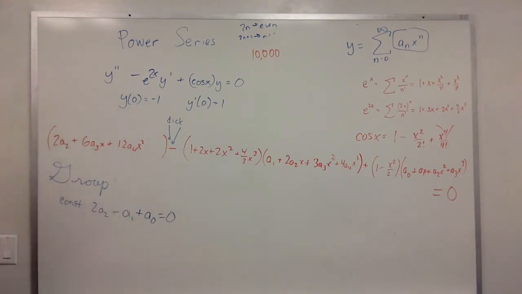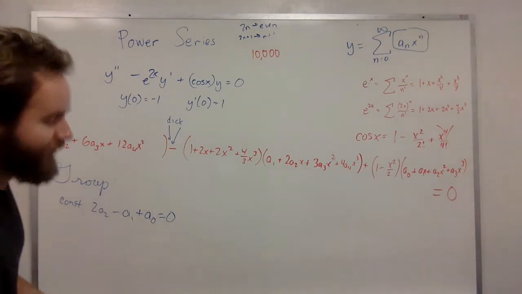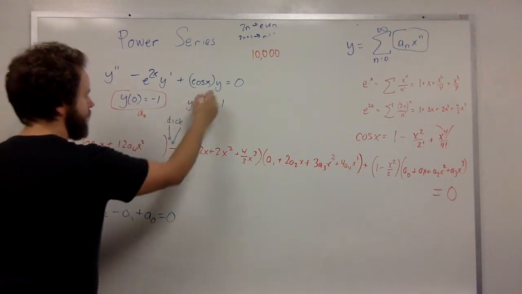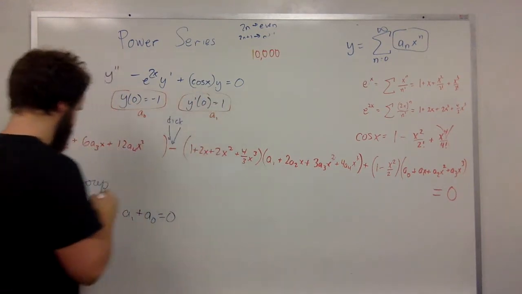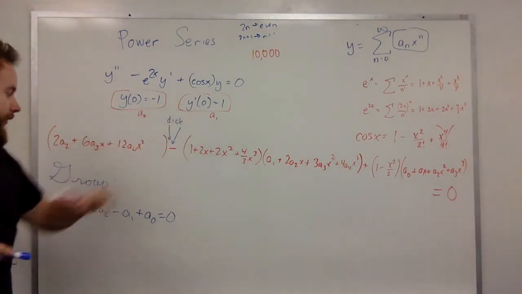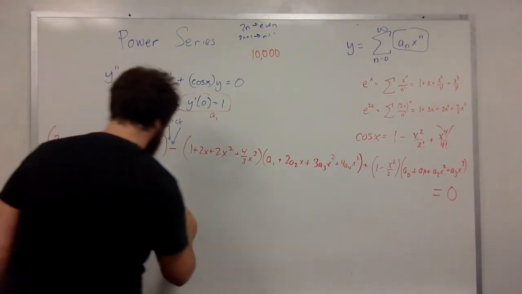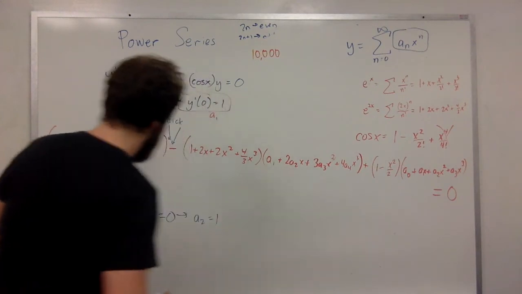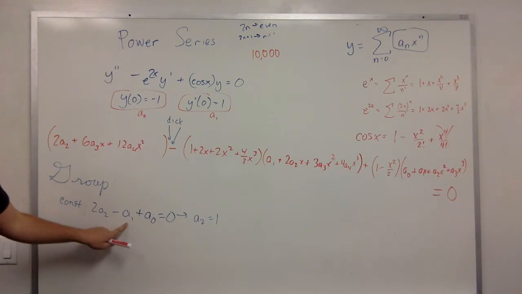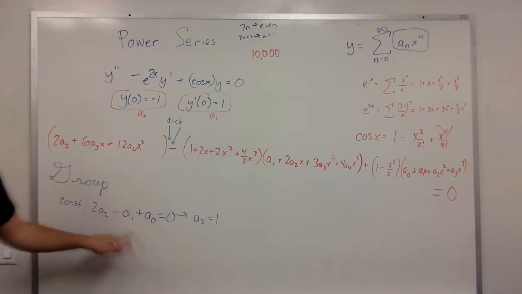Good. Now, we know that, and again, don't forget this, these are a0 and a1. We're going to plug in this for a naught and plug that in for a1. If you plug in negative 1 for a naught and 1 for a1, you get 2a2 minus 1 minus 1, which is minus 2. Add the 2 over, divided by 2, so you get a2 equals 1.